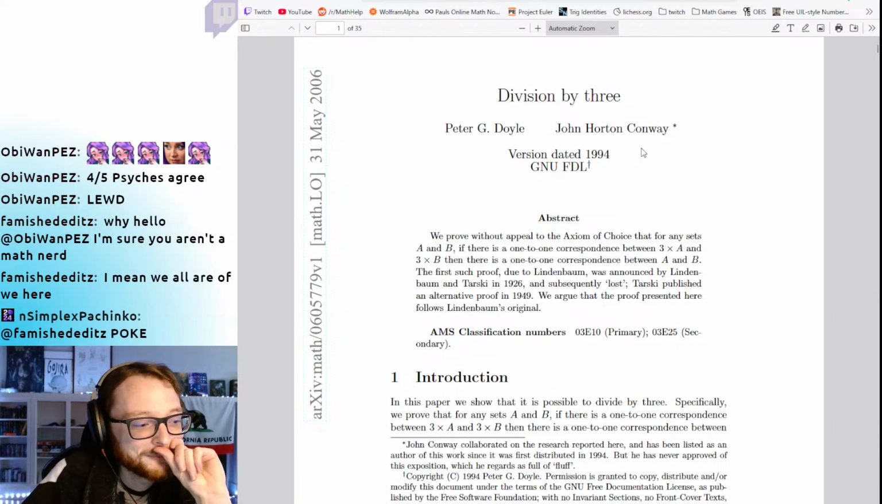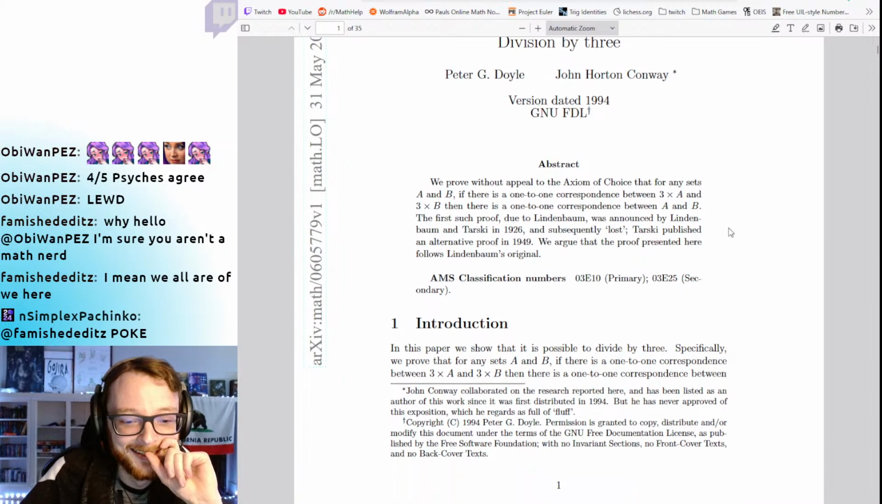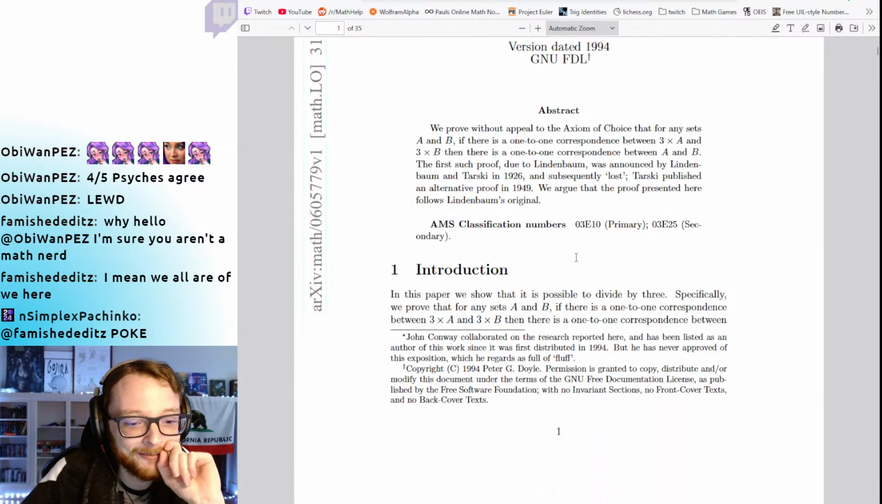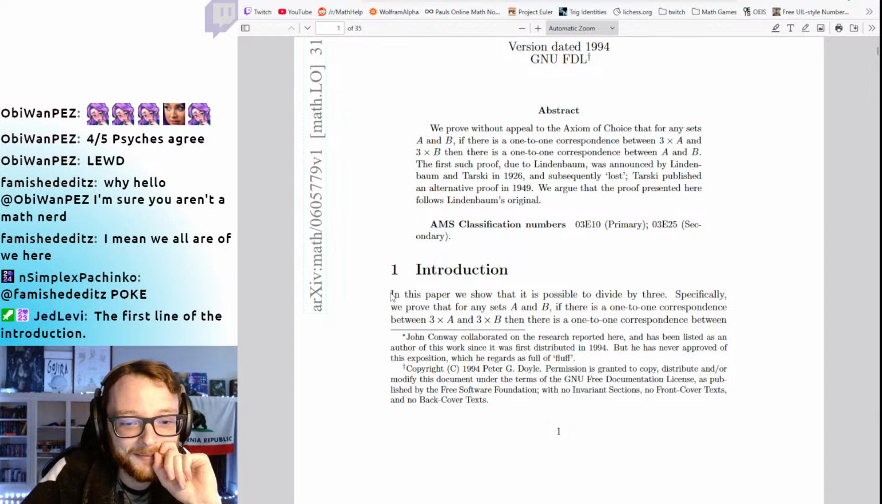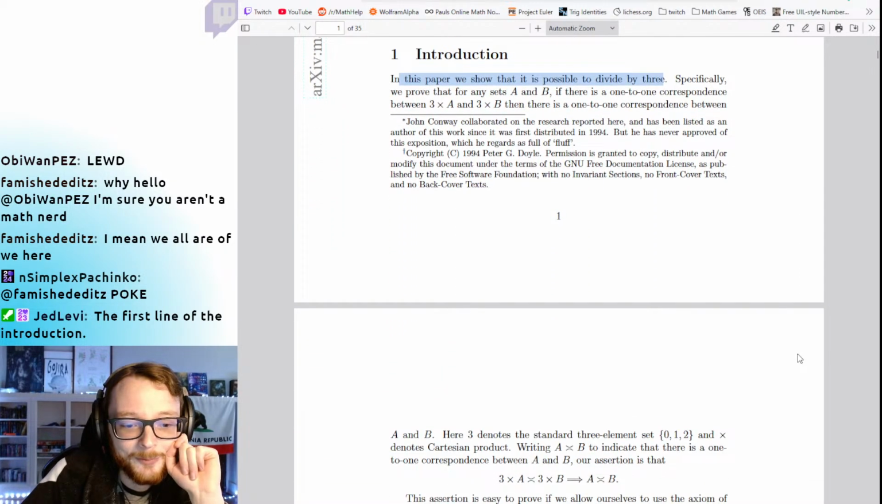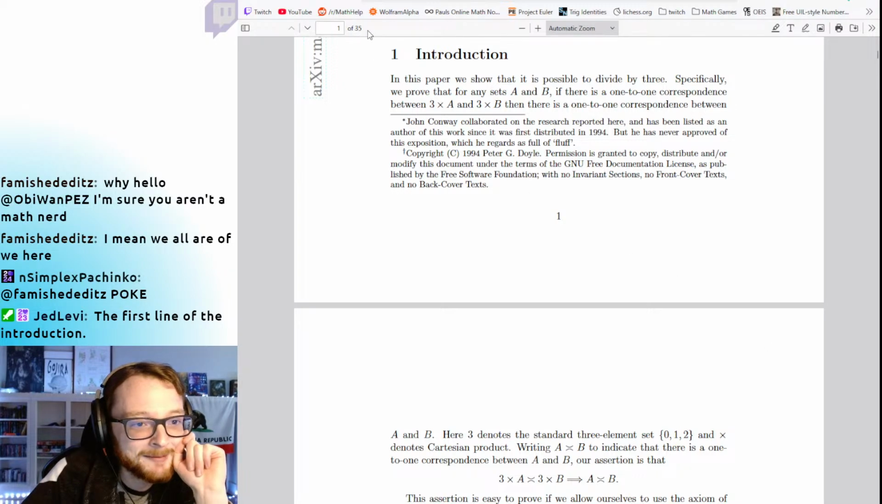I'm sure you aren't a math nerd. That feels like an insult. We're all math nerds here. The first line of the intro: in this paper, it showed it possible to divide by 3. Specifically for any sets A and B, if there's a 1-to-1 correspondence between 3 times A and 3 times B, then there's a 1-to-1 correspondence between A and B. Oh my god. It's 35 pages.